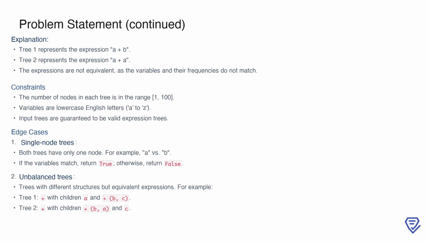In example 3, the two trees are no longer equivalent. Tree 1 has the root plus with children a and b, representing the expression a plus b. Tree 2 also has the root plus but with two a nodes as its children, representing the expression a plus a. Here, the variables and their frequencies do not match between the two trees. Specifically, tree 1 has 1 a and 1 b, while tree 2 has 2 a's and no b. Since the expressions are not equivalent, the function should return false in this case.